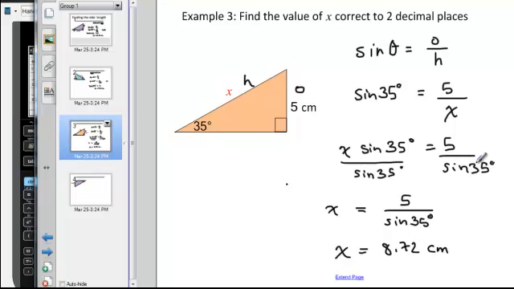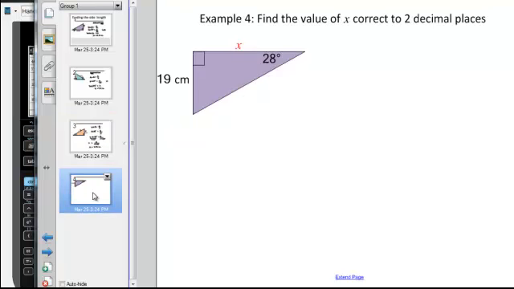So when you've got x on the bottom, when it's your denominator, and you want to solve for x, what you're actually going to do is the other side divided by the sine or the cosine of whatever angle you have. Let's look at one more example with that kind of case.